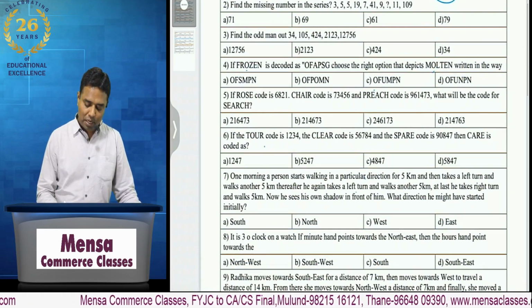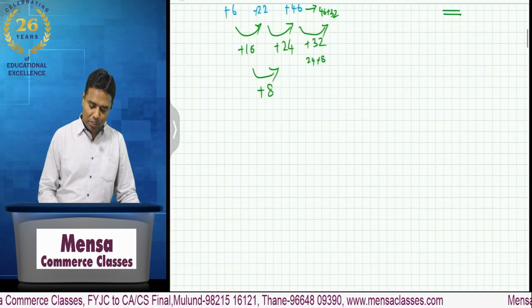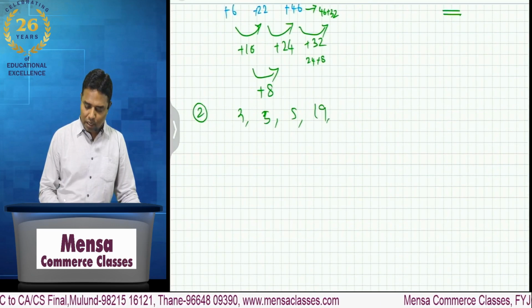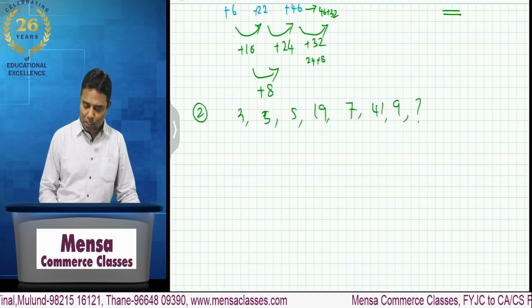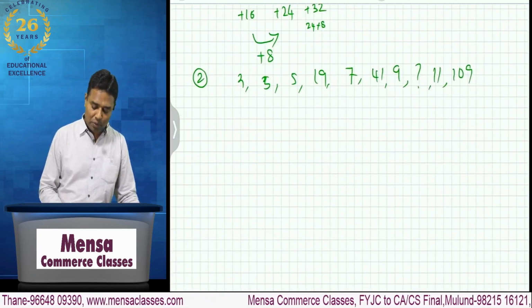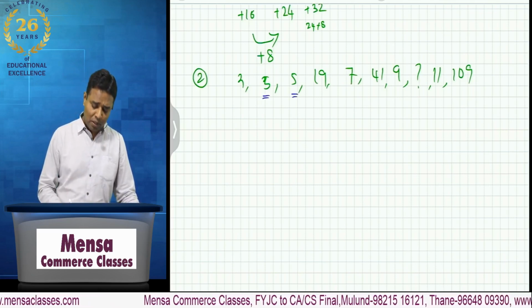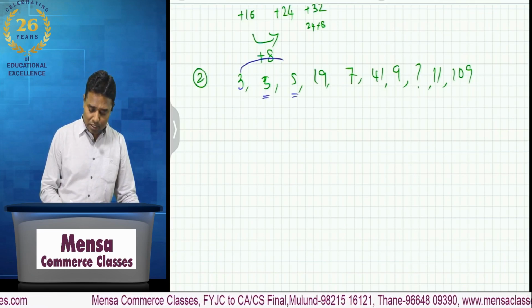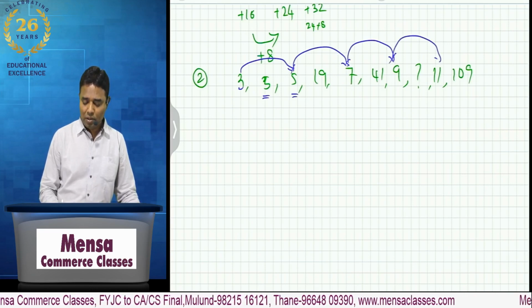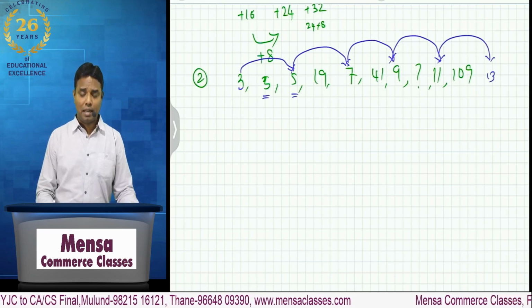Find the missing number. Again, a missing number series. Let's write down question number 2. The series is 3, 5, 5, 19, 7, 41, 9, question mark, 11, 109. Whenever the same number is repeated twice or thrice, it means there are multiple series. One series is 3 becoming 5, 5 becoming 7, 7 becoming 9, 9 becoming 11. Obviously the next would have been 13.